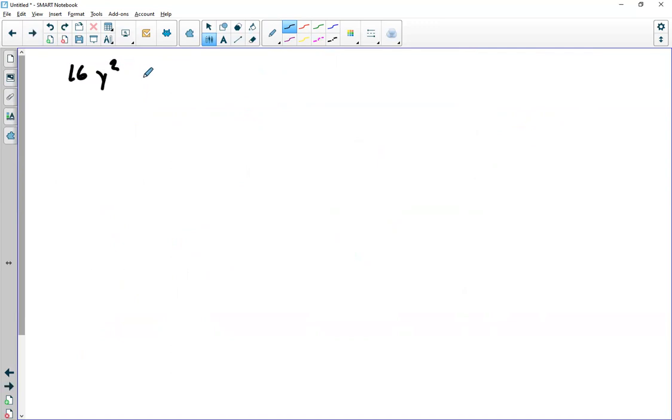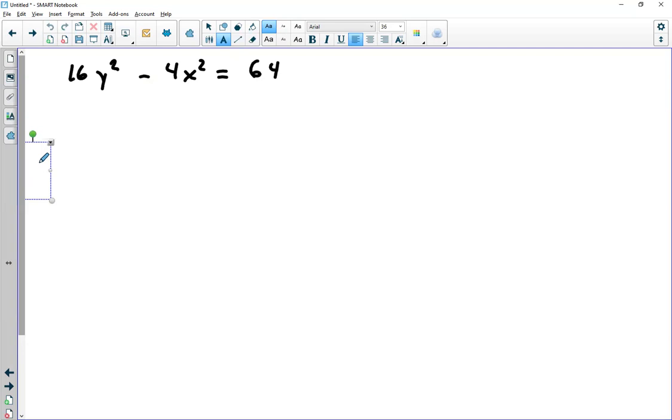16y squared minus 4x squared equals 64. So you got everything divisible by 4. And then this one, I would ask you to please just give me the vertices, the foci, and the asymptotes on this type of question. I will not ask you to graph this because you already did a graphing in the previous one, okay? But you're still gonna give me all the pieces.